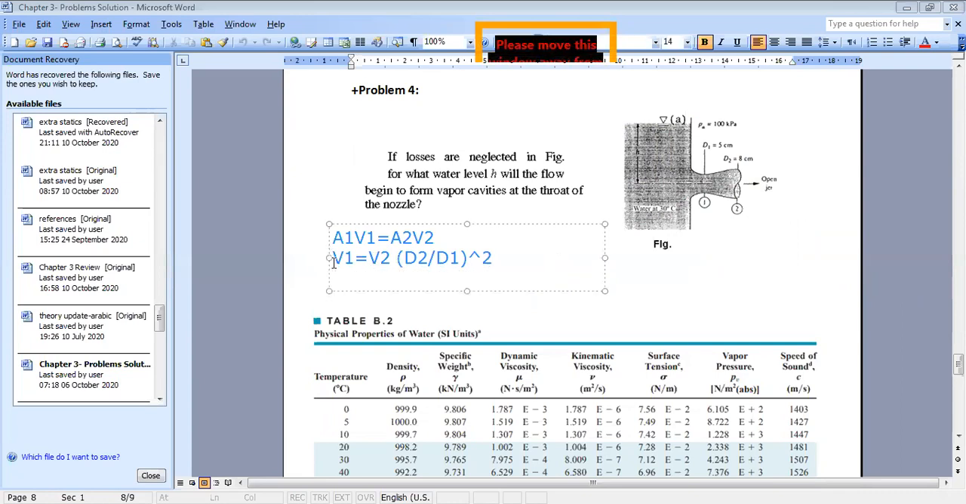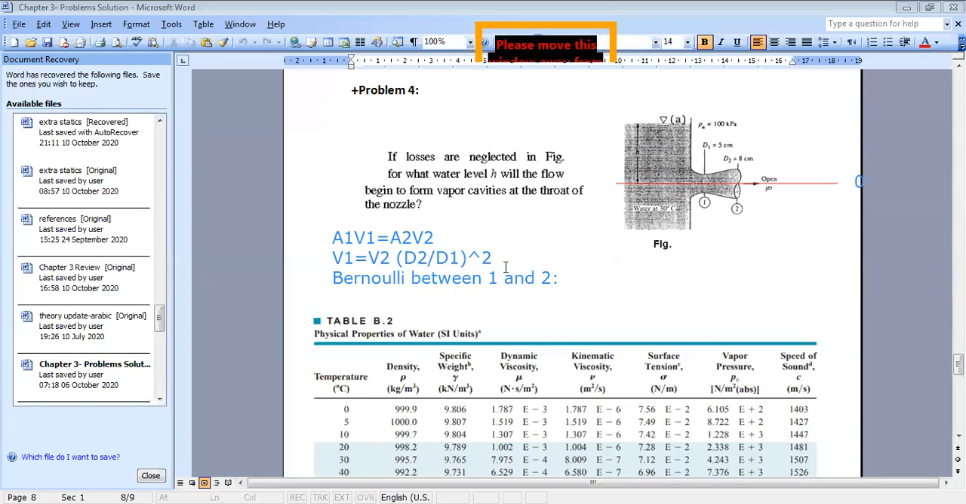The second step: we apply Bernoulli between sections 1 and 2. Since 1 and 2 are at the same level, Z1 is equal to Z2. Let us take this as the origin for the Z axis, so at this level Z is 0. So, Doctor, this is equation 1 that we wrote, and now equation 2 from Bernoulli.